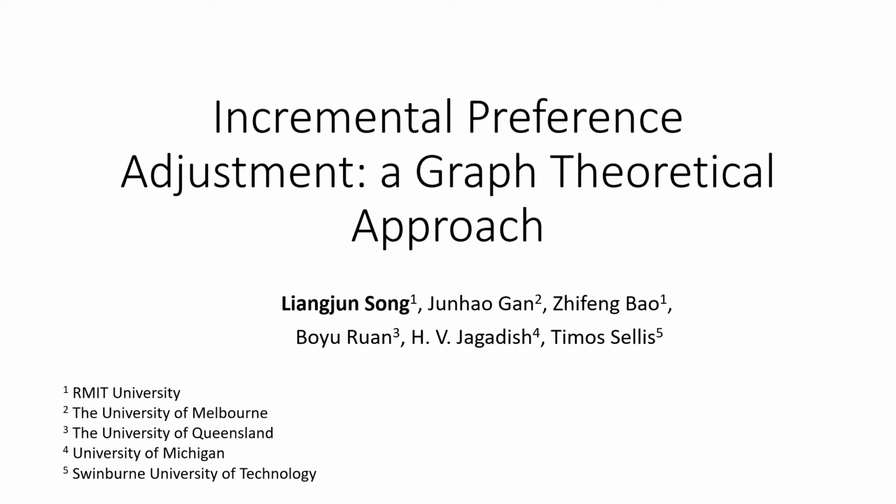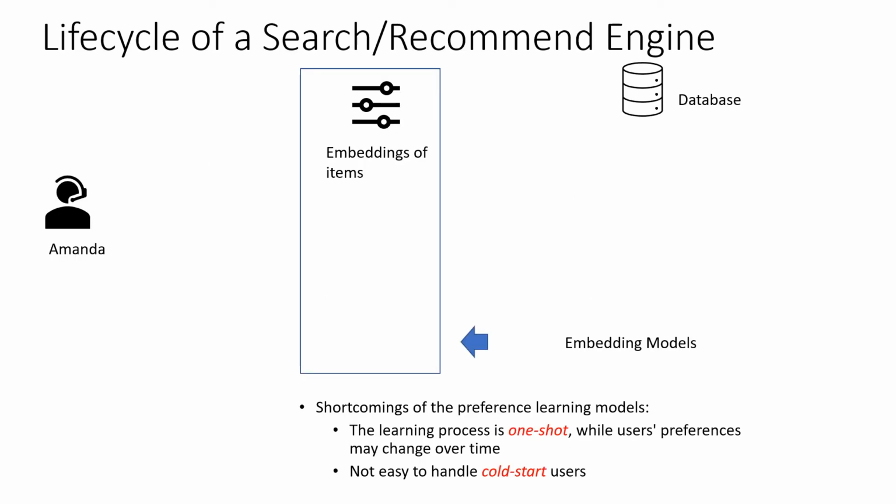Here we present our VLDB Journal work titled Incremental Preference Adjustment, a Graph Theoretical Approach. Learning users' preference is critical to personalized search and recommendation. Let's start with a real house seeking scenario in Melbourne to describe the background, motivation, and goals of our work.